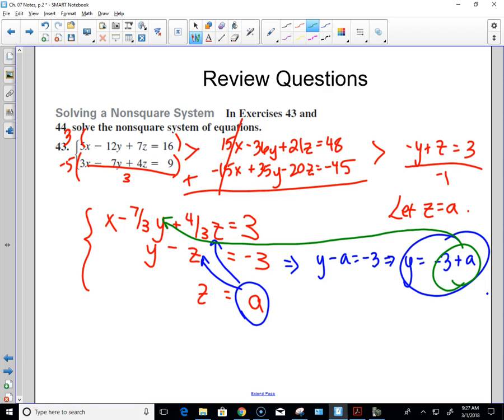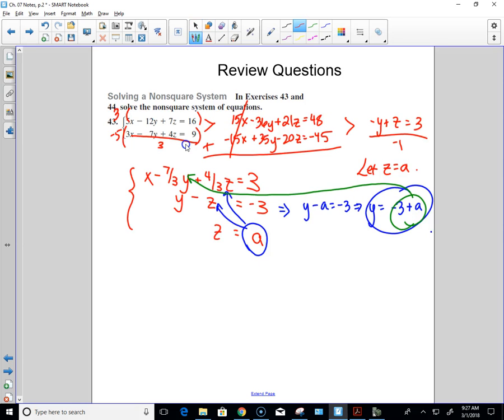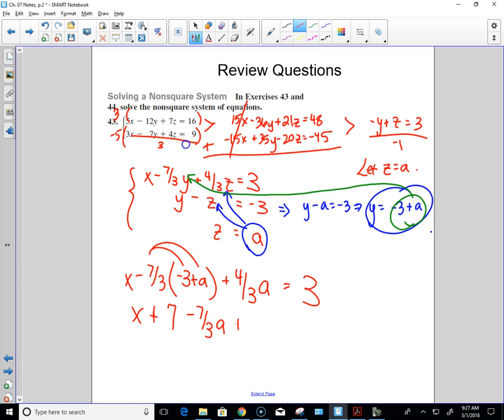Then go take that guy, plug it into the y spot, and Ruth, this is probably where it got messy, was solving for the x, right? x minus 7/3 times negative 3 plus a, that's just plugging in y, plus 4/3 times a. We need to get x by itself, so we're going to have to distribute this guy. So I have x. Oh, that's not too bad. The 3's cancel, right? And a negative times a negative will be a plus 7. As I come to the next one, negative 7/3 a plus 4/3 a.